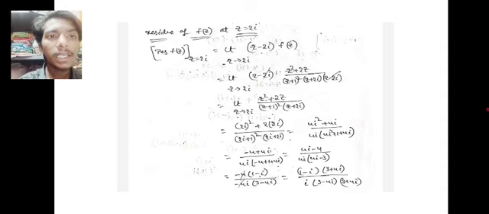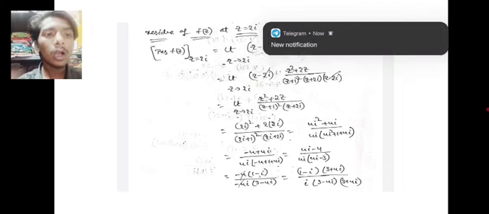The residue of f of z at z equals 2i is the limit as z tends to 2i of (z minus 2i) into f of z. So it becomes limit z tends to 2i of (z minus 2i) into (z square plus 2z) by (z plus 1) whole square (z plus 2i)(z minus 2i). So the (z minus 2i) terms get cancelled, and we get limit z tends to 2i of (z square plus 2z) by (z plus 1) whole square (z plus 2i).